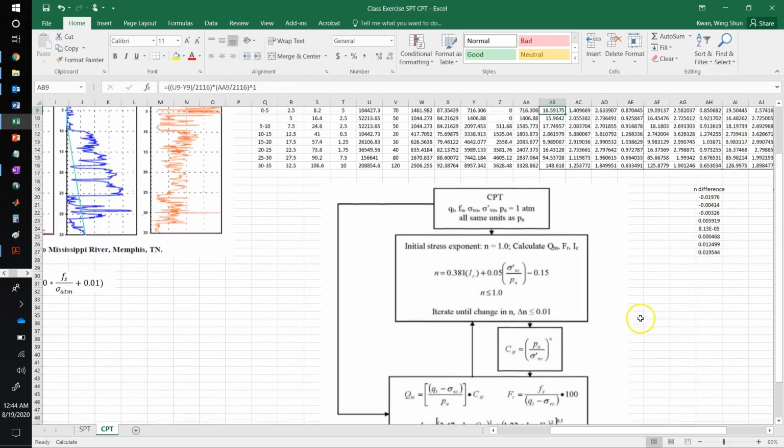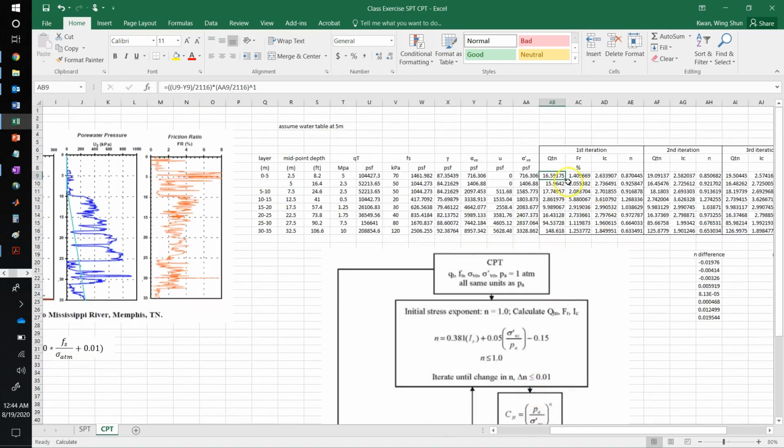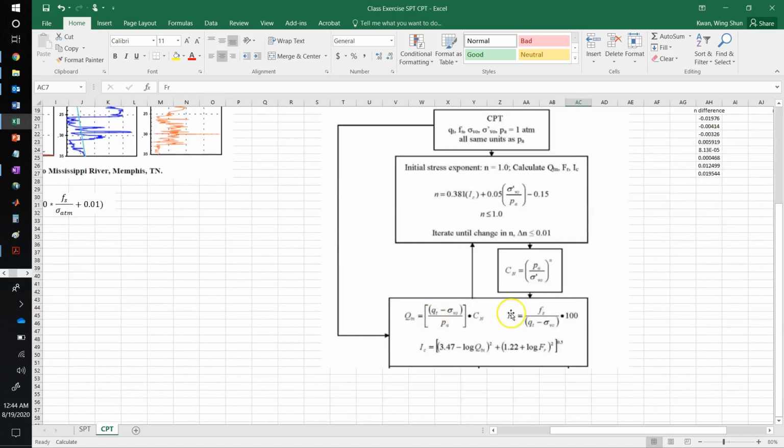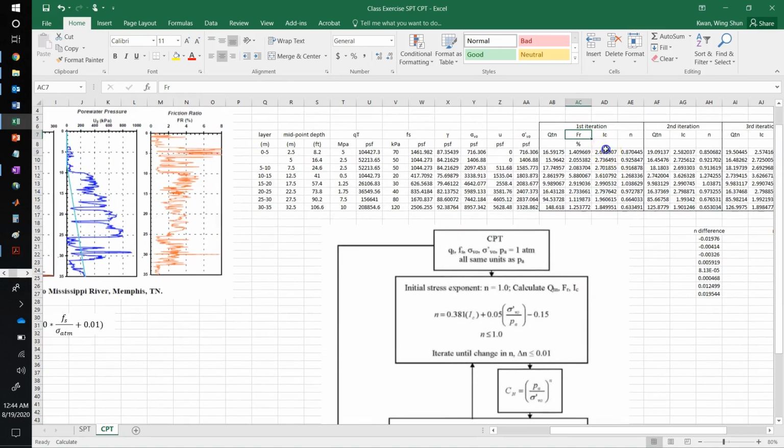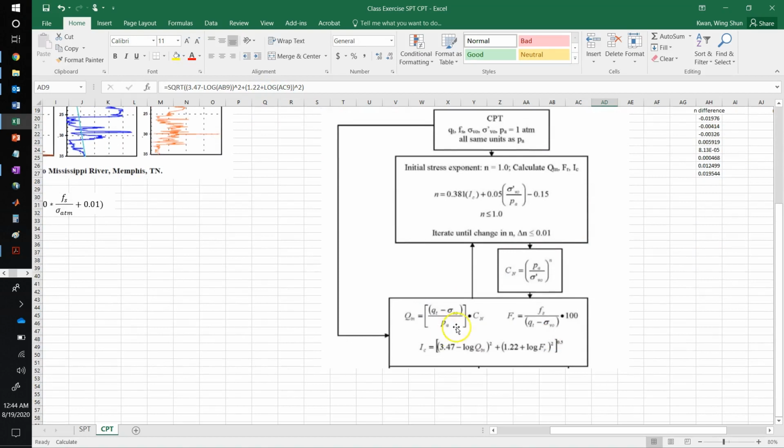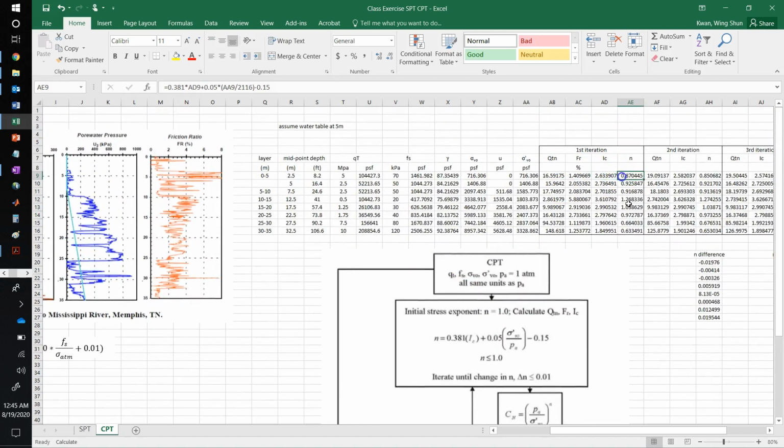So I calculate the capital Q here, and I also calculate the friction ratio. After I know these two terms, I can calculate this I sub C parameter based on these equations. This is exactly what I've done right there. After I calculate those three parameters, I can go back, because now I know I sub C, and plug it back into these equations to calculate this n value. Remember, we assumed n equals 1 at the beginning. Now we calculate it, so now I have my n value. This is my first iteration.